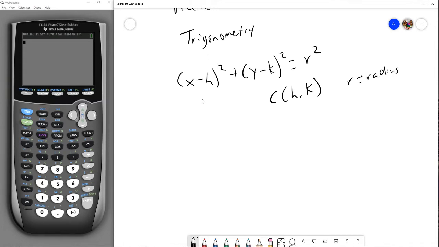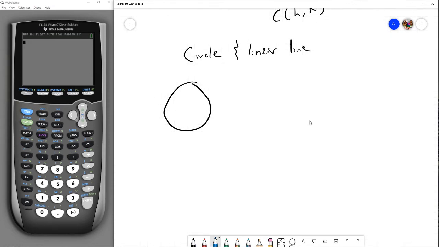Now, the question before us is, what are the possible situations where you have, say, a circle and a line intersecting each other? So we're considering a situation where you have a linear line and a circle. If we imagine our circle here, it is possible that we can have some linear line intersect it like so, and so we have 2 points of intersection. Or we can have a line intersect at a single point right here.